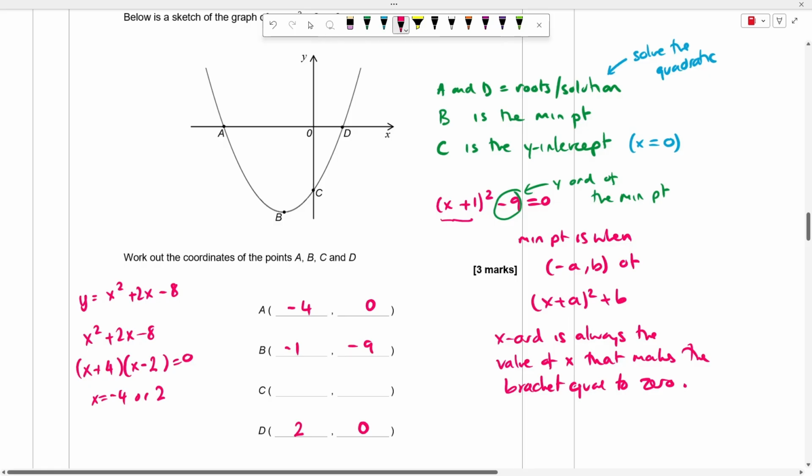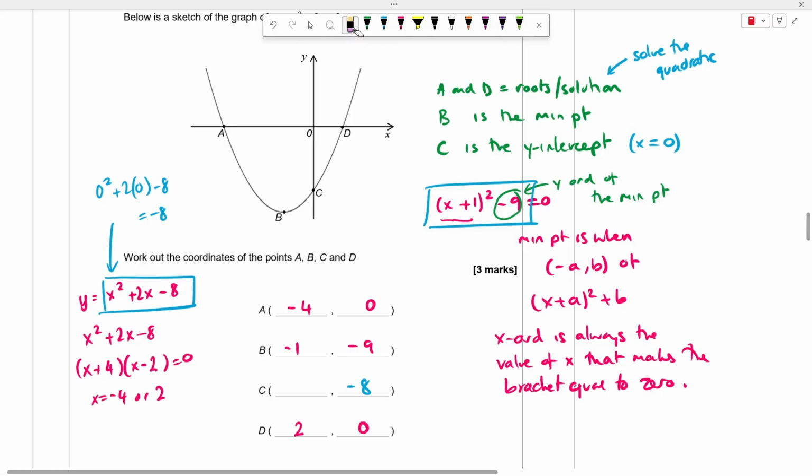Then following with C, C is the y-intercept when x equals 0. So if I pick either of the two equations, whether I'm using this or I'm using this, well, let's just take this one here because we've got more space. So I'm going to have 0 squared plus 2 lots of 0 minus 8, which gives me an answer of -8. So that means that C is going to have a coordinate of 0, -8, and there we go for that one.